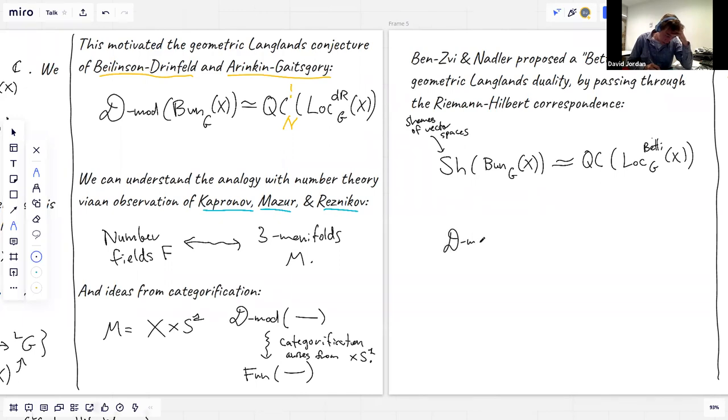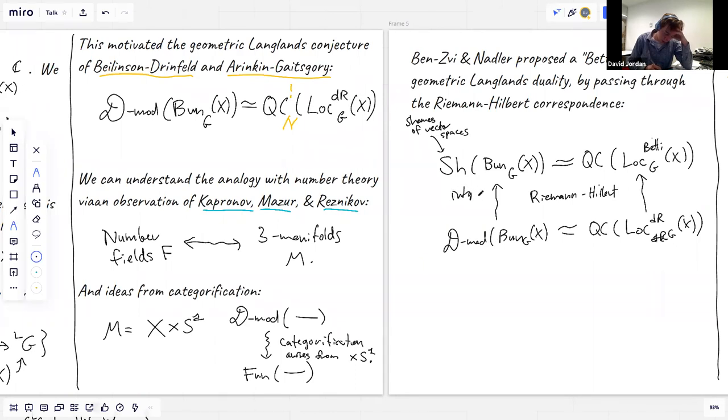And so the point is that if we look at D modules, so if we look at the original Beilinson and Drinfeld conjecture, we can think about the Ben-Zvi-Nadler conjecture as coming through the Riemann-Hilbert correspondence, but in an interesting way. So if I have a system of differential equations with some good properties, I can integrate over Bun G. And likewise, if I have a flat connection, I can integrate over X.